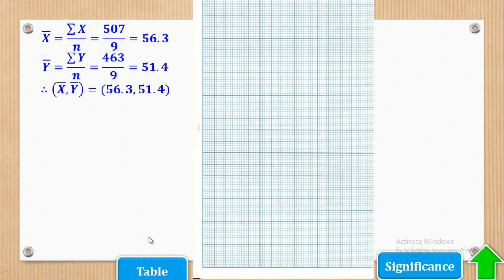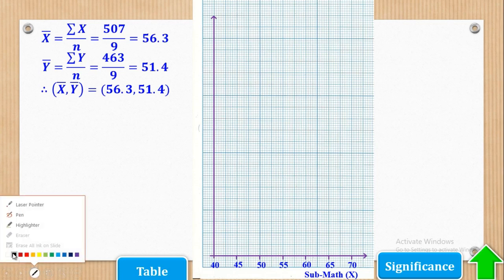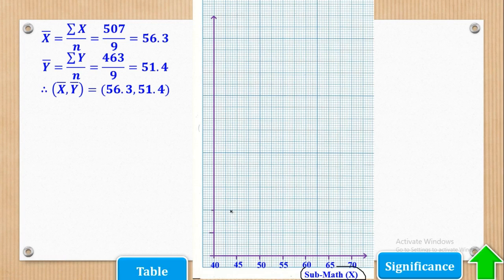For the scatter diagram, you need a graph paper. Then on the graph paper, you put the axes, horizontal and vertical. Then you label the axes and put the scale for the horizontal axis and also for the vertical axis. Then after that, we shall now start plotting.